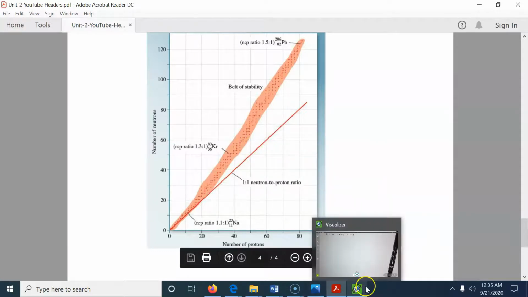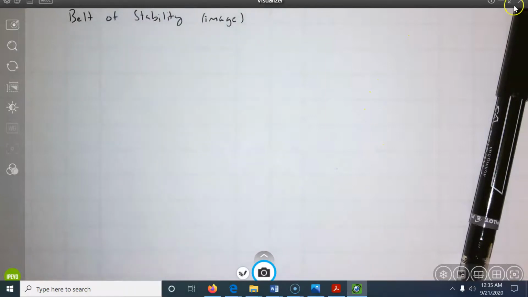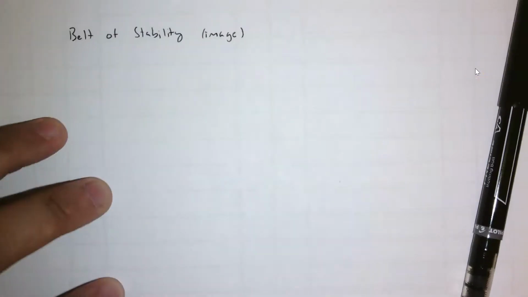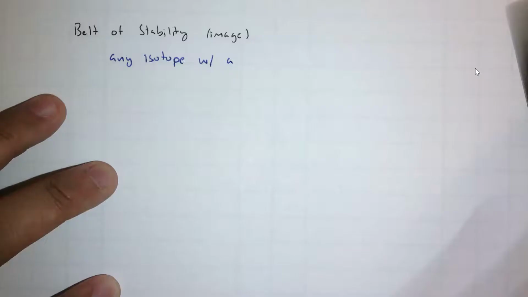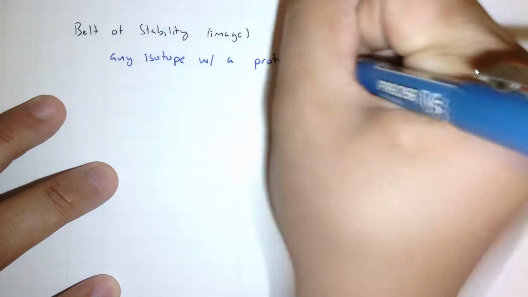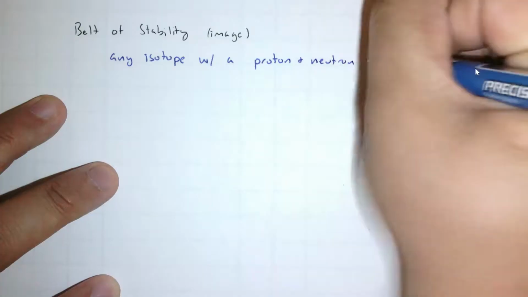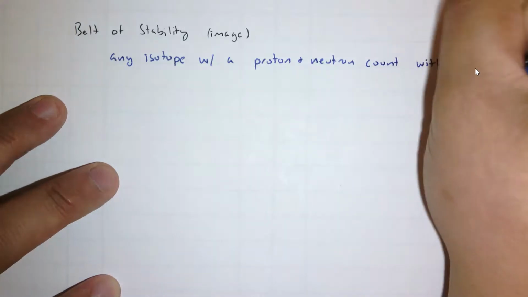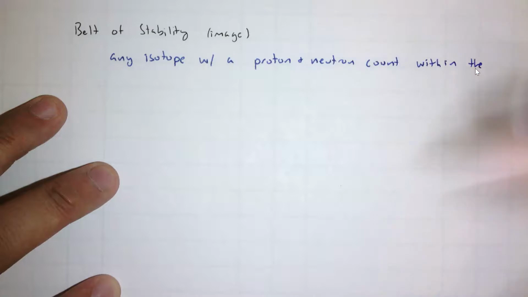Let me jot that down. Any isotope with a proton and neutron count within the belt of stability, that shaded region that we saw, that isotope is stable.